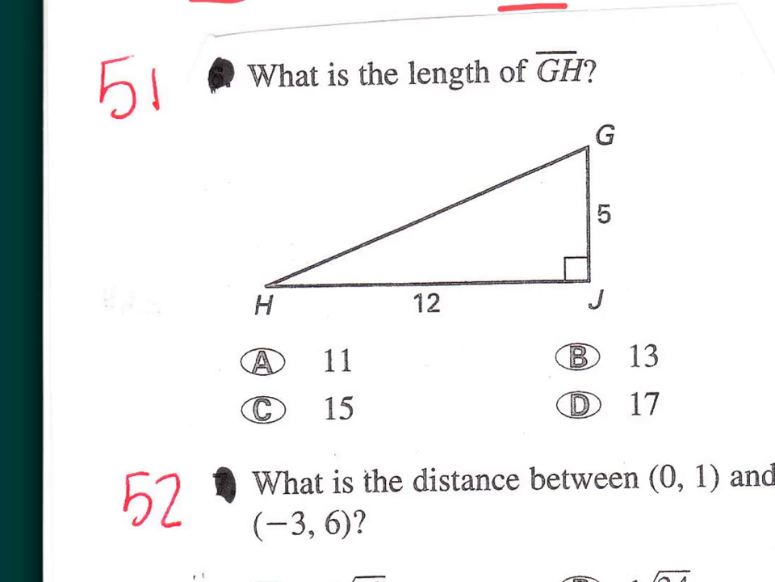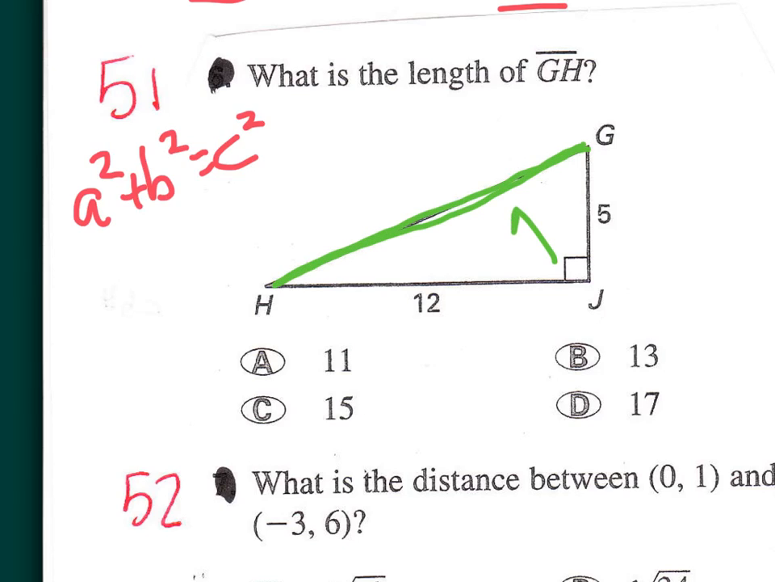Okay, number 51. Little Pythagorean theorem here, guys. Just remember, A squared plus B squared equals C squared. Okay, we want to know what is the length of GH. That's your hypotenuse since it's opposite the 90. Okay, so he's got to be side C, right? So you label A and B. You got your sides there, 5 and 12. Plug them in. Let's figure it out. Is it A, 11, B, 13, C, 15, D, 17? Take your time. Use your calculator.